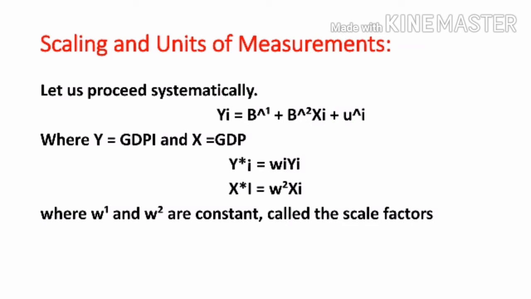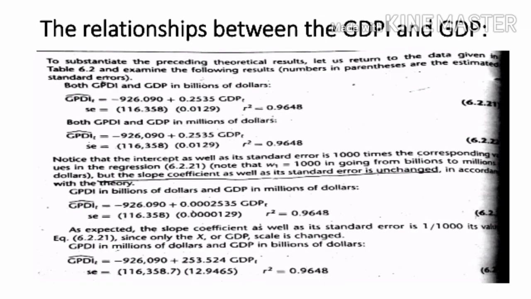Scaling and units of measurement. Let us proceed systematically. You see this equation, yi is equal to beta 1 hat plus beta 2 hat xi plus ui hat, where y is GDPI and x is GDP. I is investment. Yi equals w1 yi star and xi equals w2 xi star, where w1 and w2 are constants. The relationship between GDPI and GDP, you see this equation for the example.